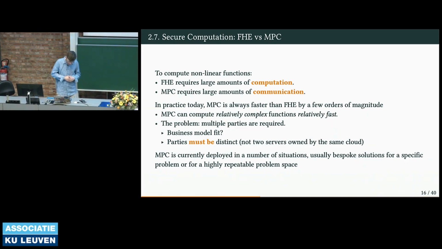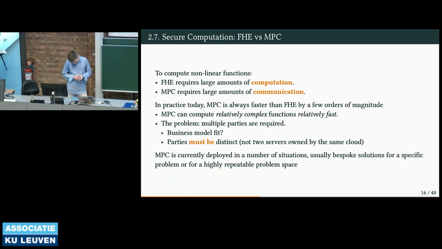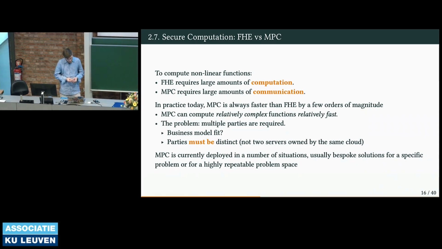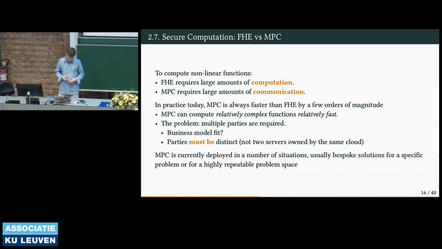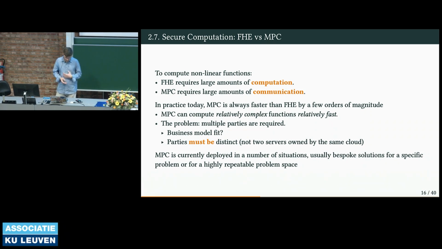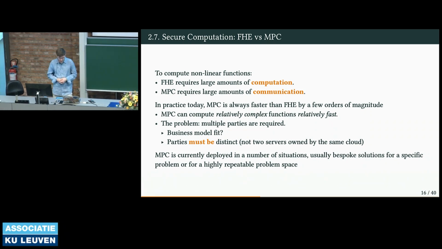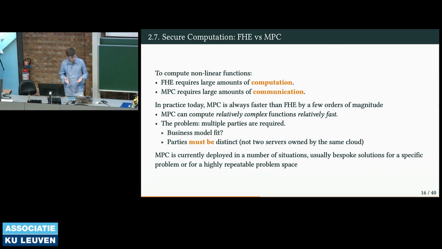And you can do relatively complex functions relatively fast, but the problem is this multiple parties requirement. Because if you think about it, we always like to sell MPC as, yes, you can have multiple hospitals and stuff like this. But at the end of the day, if you're trying to have a business model for your application, you need to find this configuration time and time again. Every kind of customer you want to sell to has to be multiple parties in some way, which can be hard to find sometimes.